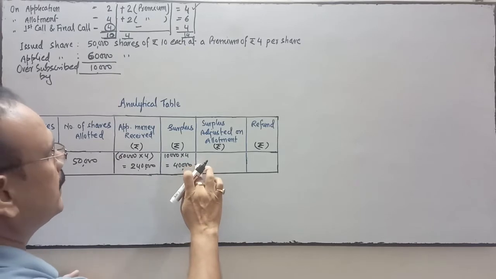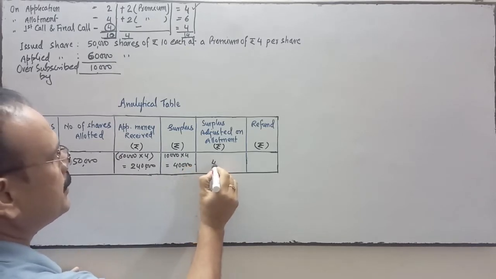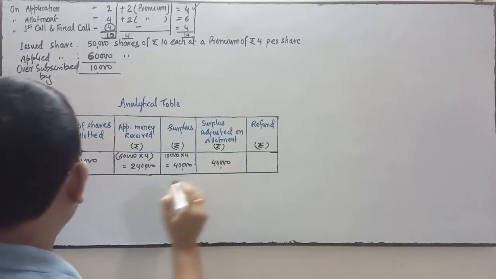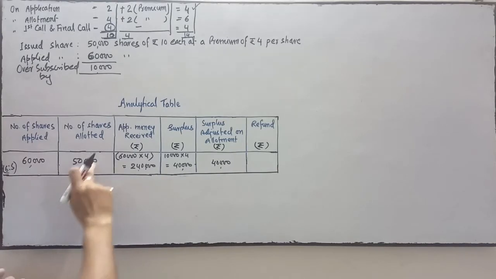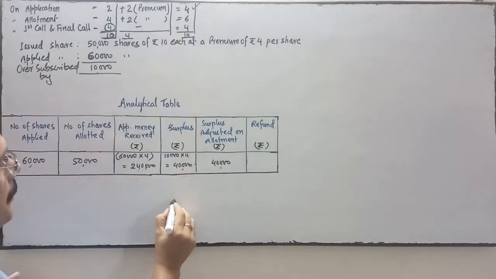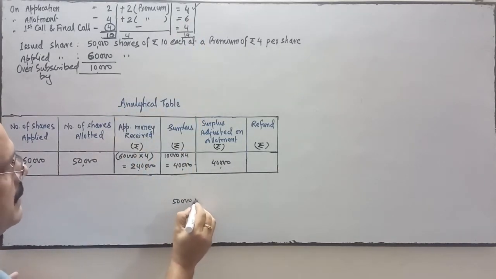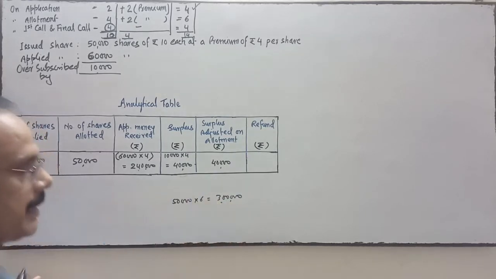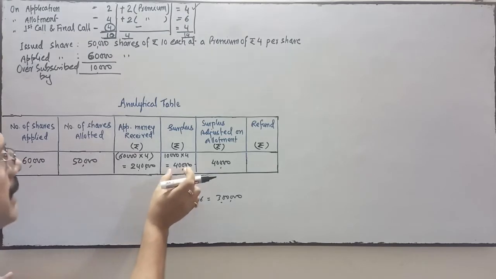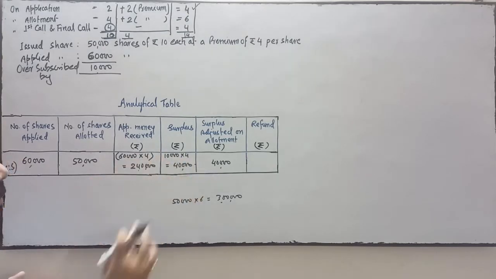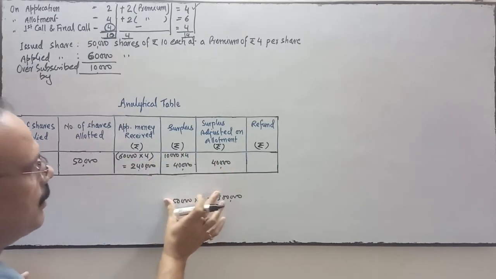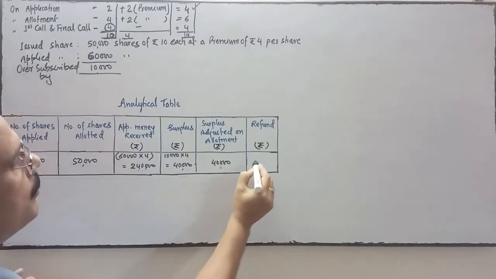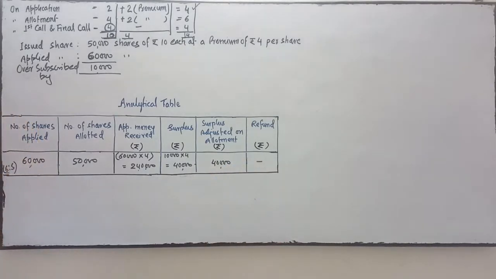The entire surplus will be adjusted on allotment, because allotted shares are 50,000 and allotment money is 6. 50,000 into 6 means up to 3 lakhs surplus can be adjusted in allotment. So here the surplus is much less than 3 lakhs, so the whole amount will be adjusted on allotment. There will be no refund.